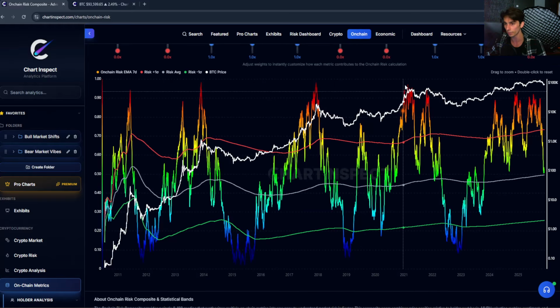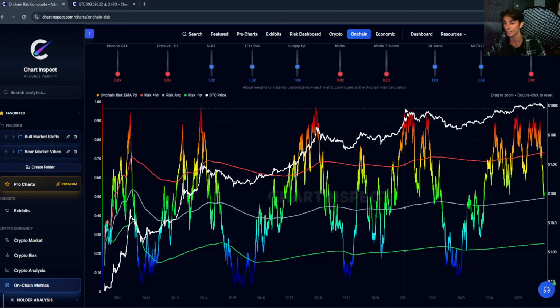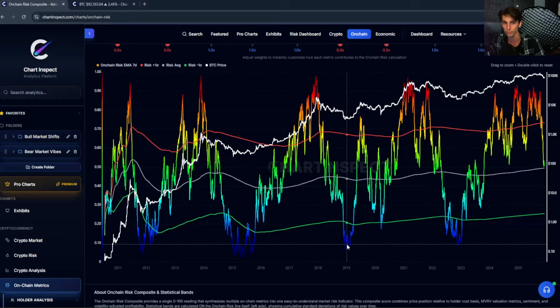So when this indicator is near 1, that means Bitcoin is overheated. That's when cycle tops can tend to occur. When it's near 0, on the other hand, Bitcoin is pretty much oversold. These have historically been pretty good times to accumulate Bitcoin.